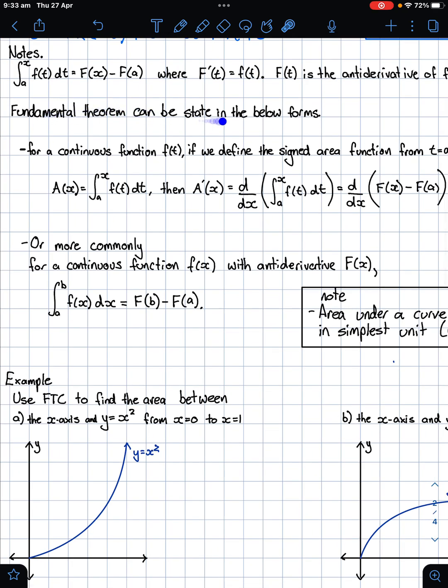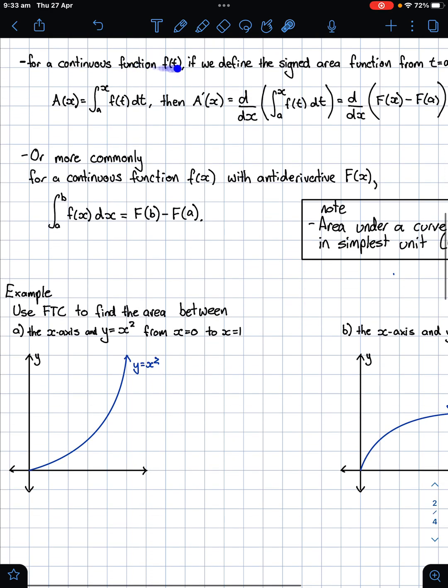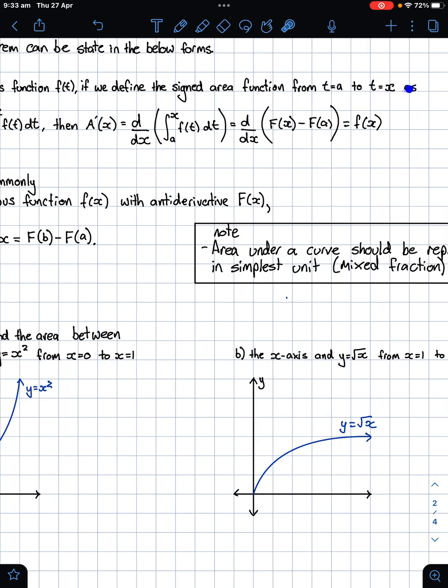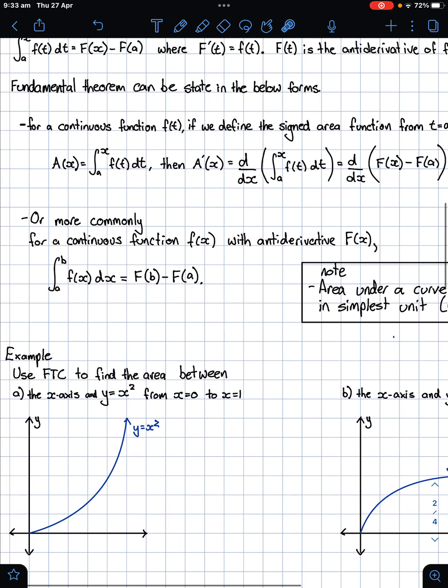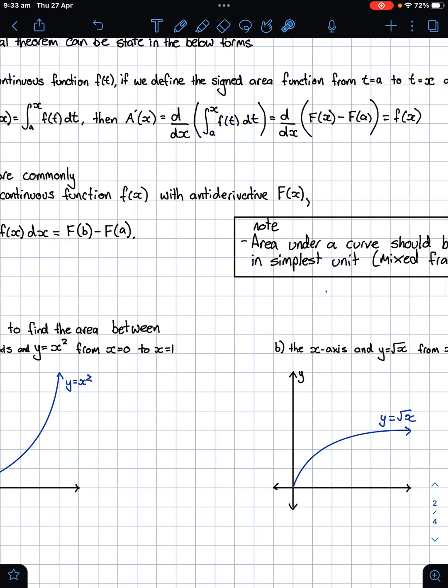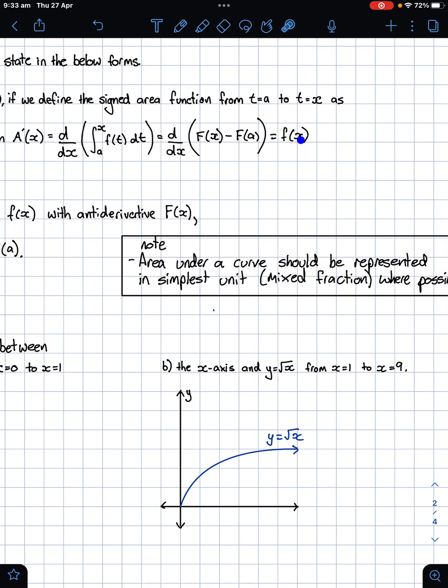So the fundamental theorem can be stated in the below forms. For a continuous function f of t, if we define the signed area function from t equals a to t equals x as the area function of x with input value x, then it goes from this fixed point, and the x value can move. They're pretty much saying the same thing. Then the derivative of the area function, so if we take the derivative of this integral, it's the derivative of the antiderivative of f of x minus the antiderivative of the f of x function with a put in, which would just give us back our original function.